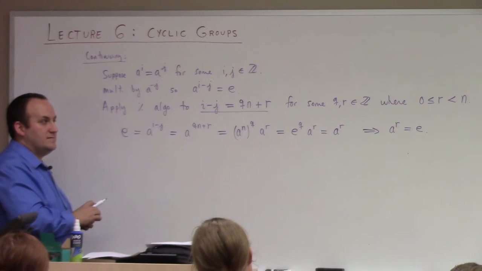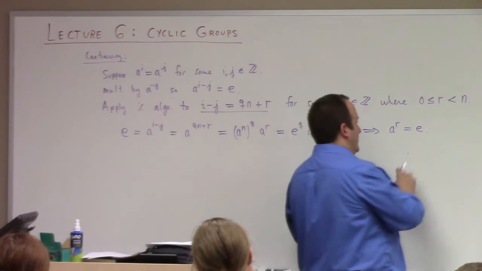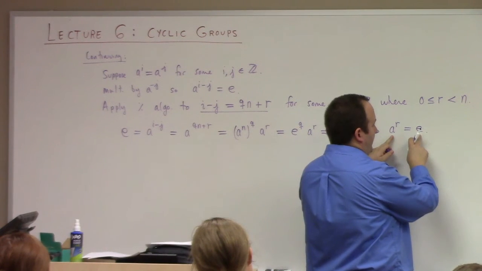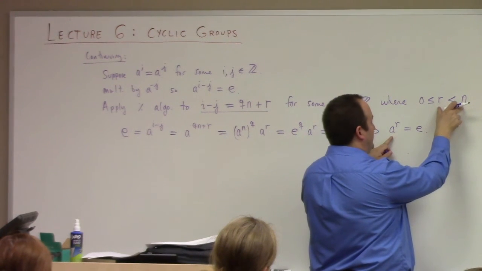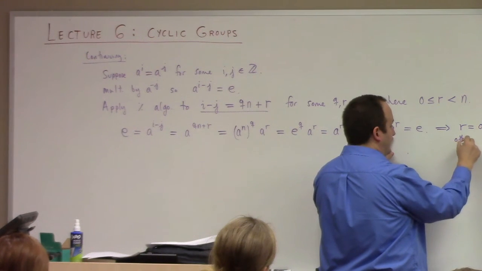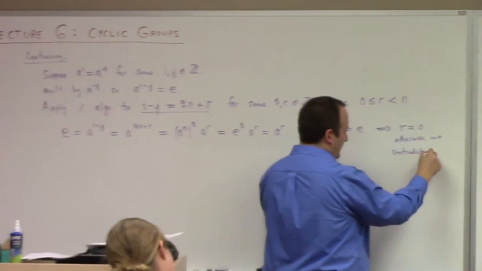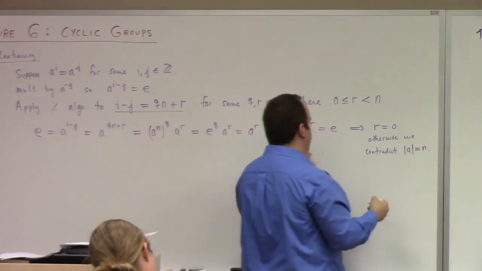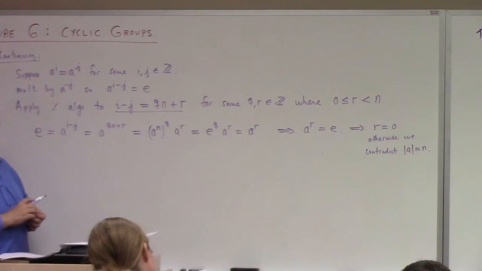R equals n. See, R can't be n, right? So this says that since the order of a is n, it forces R to be equal to 0. Otherwise we contradict, right? Because otherwise we'd have a power which, when we raise a to it, we get the identity for something less than n, but that contradicts n being the order of a.